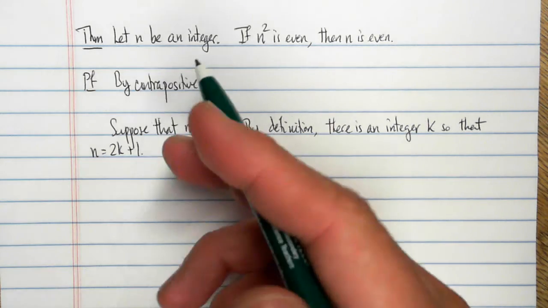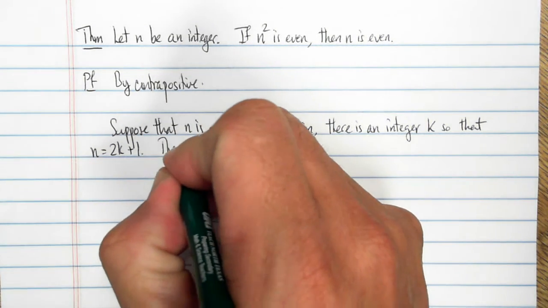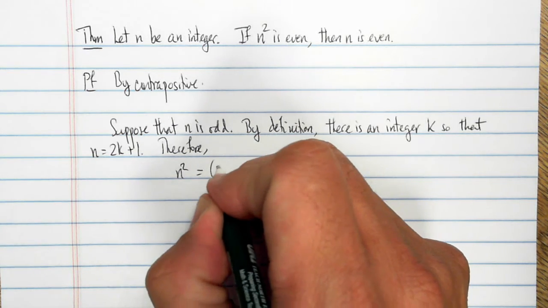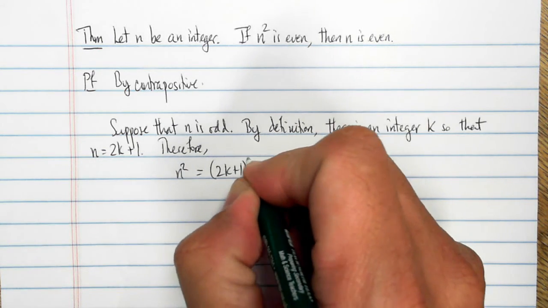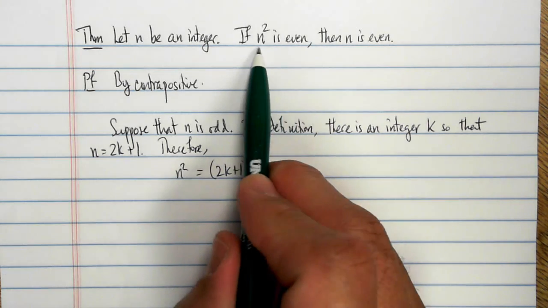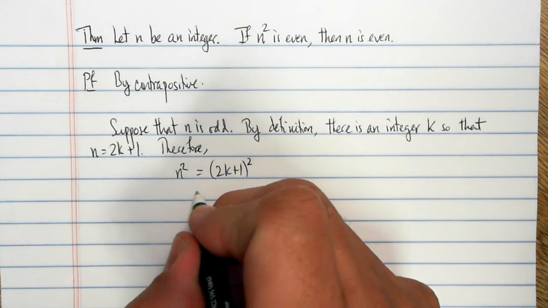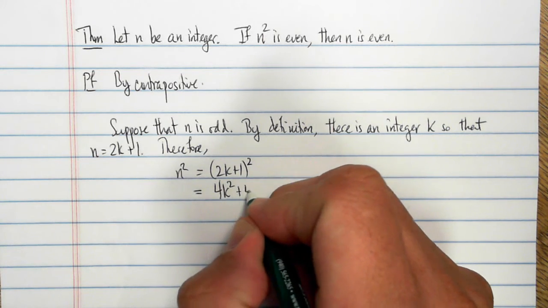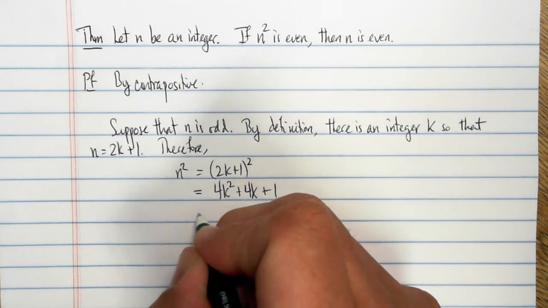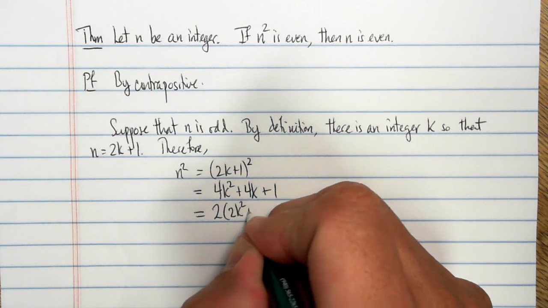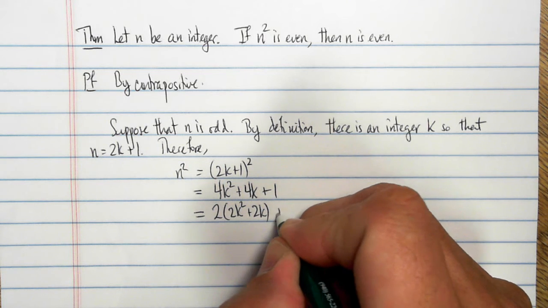So let's take a look at what n squared is. Therefore, n squared will be equal to (2k plus 1) squared, and the goal is to show that this is an odd number, thus proving the negation of the hypothesis. To show that this is an odd number, we'll multiply it out: 4k squared plus 4k plus 1, and that's equal to 2 times (2k squared plus 2k) plus 1.